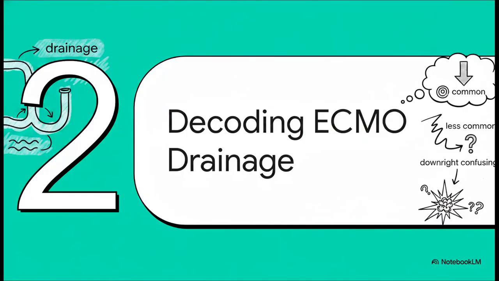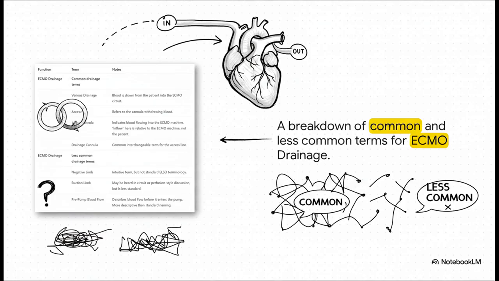All right, let's tackle that first big function, drainage. This is where you see a ton of different terms thrown around. So we're going to sort through the common ones, the not so common ones, and the ones that are just plain confusing. Now, what I love about this is how it organizes the chaos for us. You see the common drainage terms, right? Venous drainage, access line. These are the ones you're going to hear most often, the ones that are widely understood. But then look over at the less common terms, like negative limb or suction limb. Now, they kind of make sense, but they aren't standard ELSO terminology. And ELSO, the Extracorporeal Life Support Organization, is really the key to getting everyone on the same page.